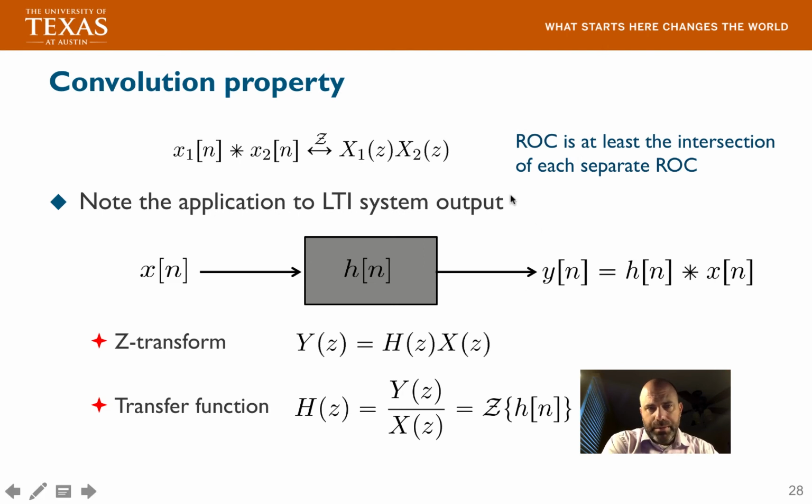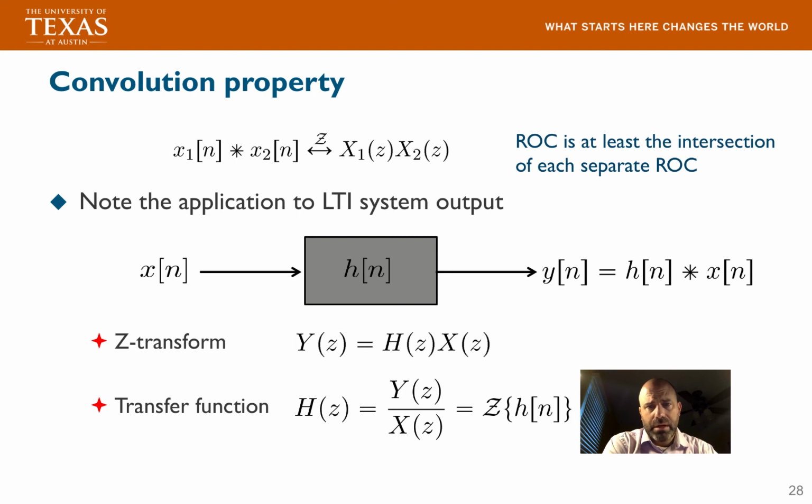This probably won't be a surprise, but convolution in time is multiplication in the z domain. We saw a similar effect in the DTFT, as well as with the Fourier and Laplace transforms. So if you have x of n and h of n, and you need to compute the convolution, you could do the product in the z domain and go back to the time domain. The transfer function H of z can be determined by the ratio of Y of z and X of z. The important thing to note is what happens to the region of convergence here. The region of convergence is at least the intersection of the separate regions of convergence, respectively.